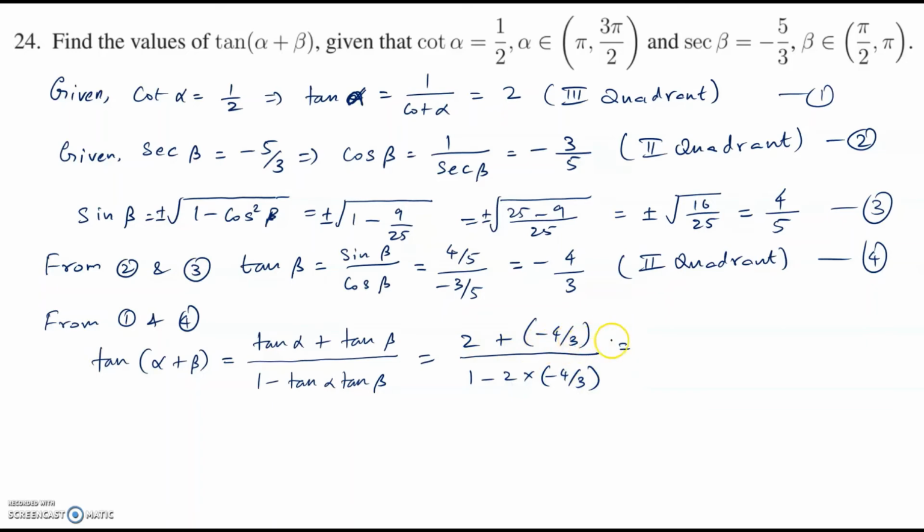So further, taking 3 as the denominator for the numerator, 3 into 2 will be 6, plus into minus will be minus, so minus 4 divided by, again taking 3 as a common denominator here, 3 into 1 will be 3, minus into minus will be plus, 2 into 4 is 8. So your answer here is 2 by 3 divided by 11 by 3. 3 and 3 will get cancelled. So your tan(alpha plus beta) will be 2 by 11.